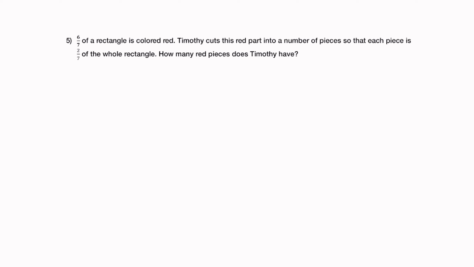And here comes the next one. 6/7 of a rectangle is colored red. Okay, 6/7 is colored red. Timothy cuts this red part into a number of pieces. What is he doing? He cuts that into a number of pieces. So 6/7 is getting divided into a number of pieces, so that each piece is 2/7 of the whole rectangle. So each one is 2/7. How many red pieces does Timothy have?